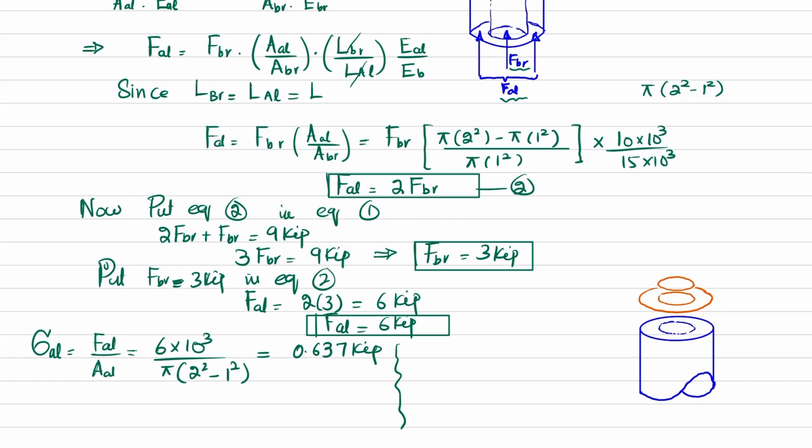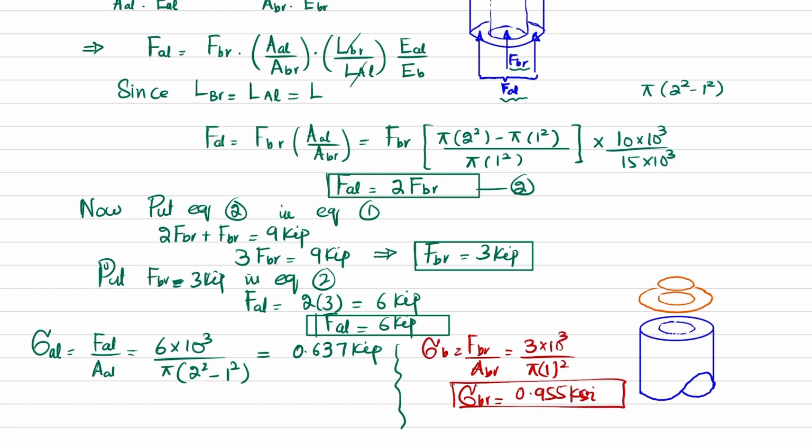Now what will be the stress in brass? It will be equal to force in brass divided by area of brass. Force in brass is 3 kips, so 3 into 10 raised to power 3 divided by area, which is pi r square. So r is 1. When you solve this, you will get stress in brass comes out to be 0.955 ksi. So these are the answers of this question.